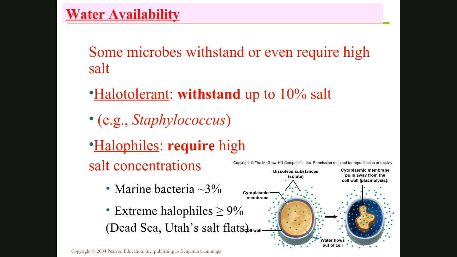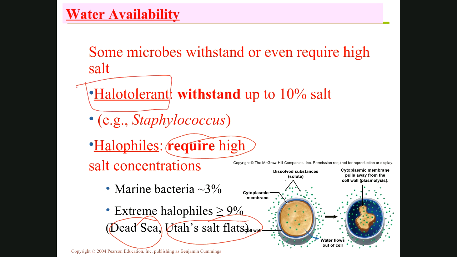Now, halophiles are rare organisms that require incredibly high salt concentrations to grow, incredibly hypertonic environments. This is the bacteria growing in the Dead Sea, in Utah salt lakes. Halotolerants, on the other hand, can't thrive in high salt environments. They don't like it, but they can withstand it. Okay, huge difference.